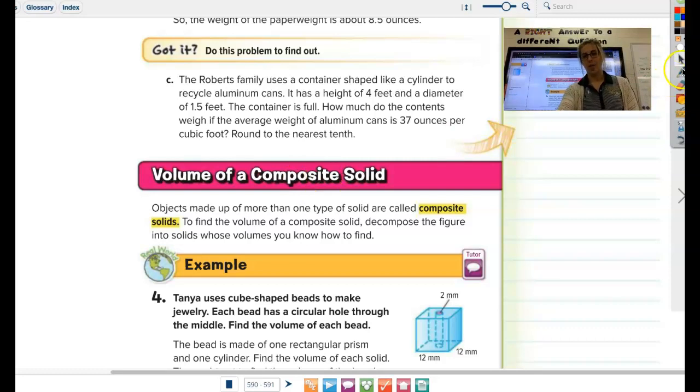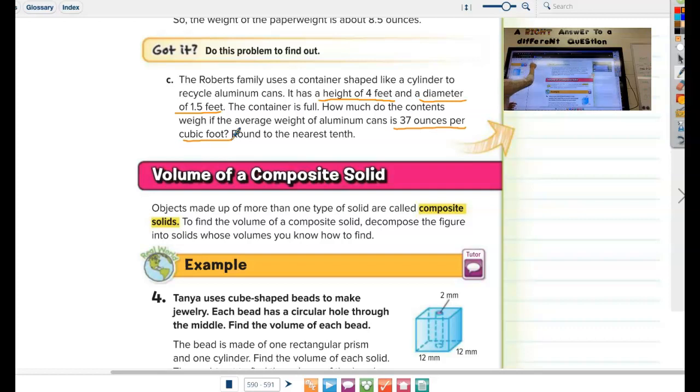So first of all, let's underline the stuff that we know. We know that it's shaped like a cylinder, and we know that it has a height of 4 feet and a diameter of 1 5/10 feet. We also know that the container is full, so that means the volume is at max. How much do the contents weigh if the average weight of aluminum cans is 37 ounces per cubic foot? Round to the nearest tenth. Okay, so first of all, let's just find the volume of that container.